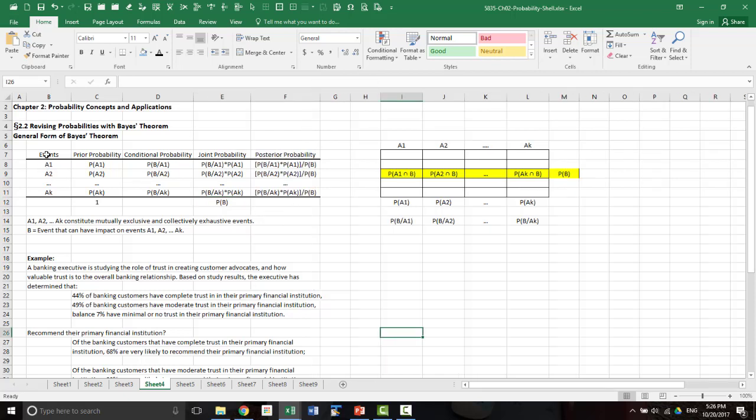Now your textbook has arranged these columns a little bit differently, but this is the more standard way of expressing the table. So that's the theory. Now let's look at an example.